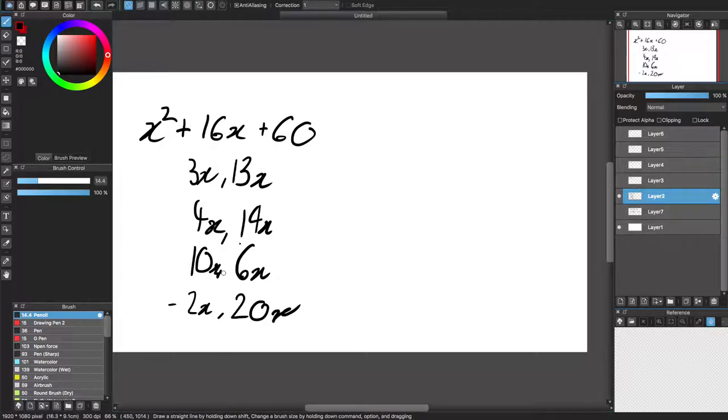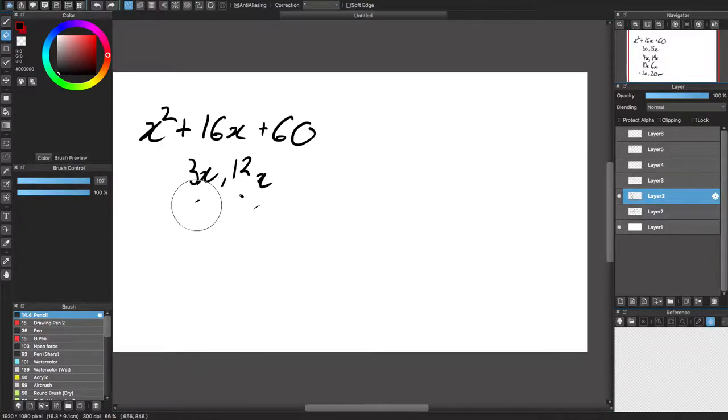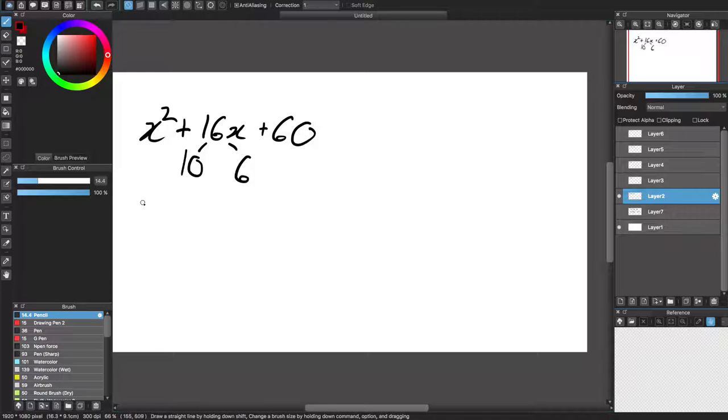Once you've got a whole group of them, you want to pick the one that will multiply into the C term. So let's find one. It's quite obvious, 10 times 6 is 60. So let's rewrite the equation. I'm going to rewrite it as x squared plus 10x plus 6x plus 60.